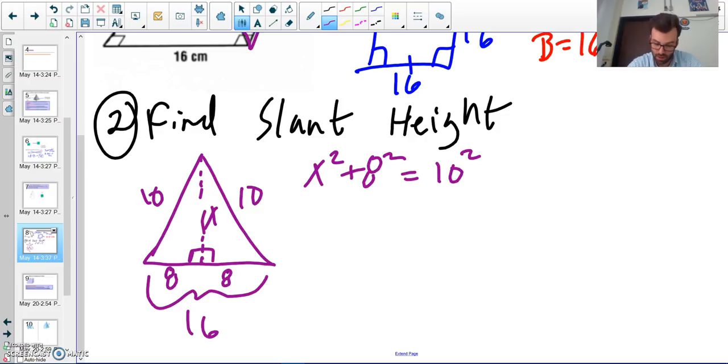Don't forget to pause it, and come back to it. All right, you can turn it back on. So x, you should end up getting 6, which means my L value is 6.